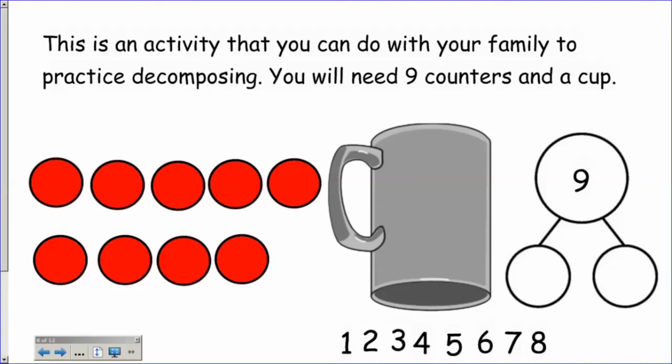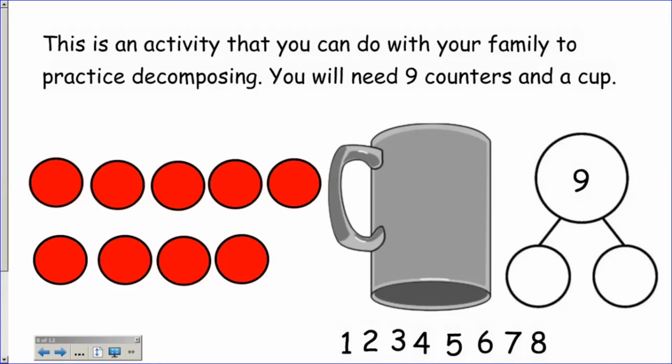Here's an activity that you can do with your family to practice decomposing. You don't have to do this right now, but maybe it's something you can do later on. You will need 9 counters, a cup, and maybe a piece of paper and a pencil if you would like to draw your number bond. Now, the first thing that I did was place my 9 counters the 5 group way.